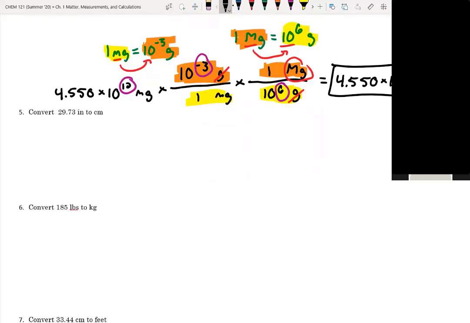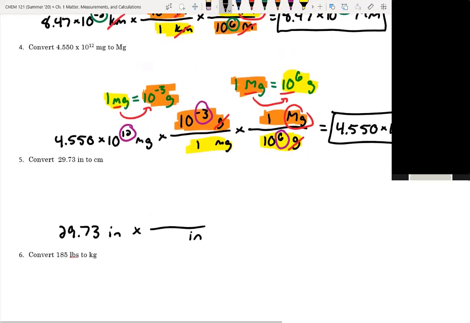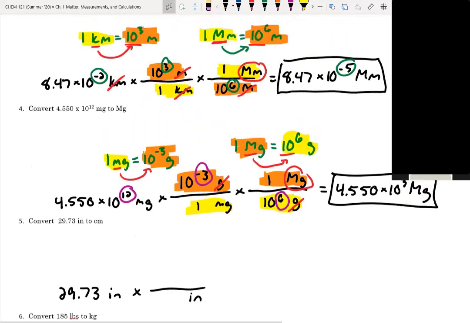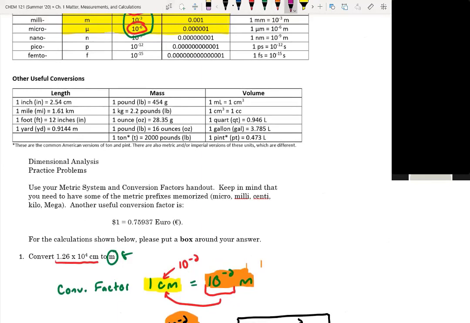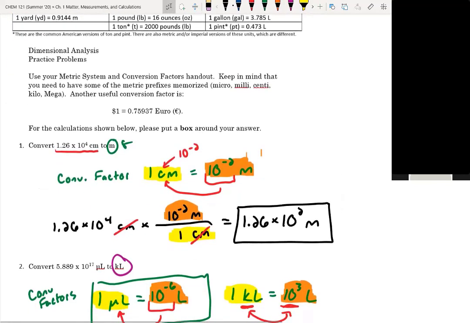So the next one, we've got 29.73 inches. And we're trying to get to centimeters. So we can go ahead and put inches on the bottom, but inches aren't a metric unit. So we're going to need a different conversion here. So let's go ahead and look and see if we can find inch to centimeters or inch to meters, something to get inch into a metric unit. So if I go and look at it, immediately right here, I see that 1 inch equals 2.54 centimeters. So let's go use that as our unit conversion.